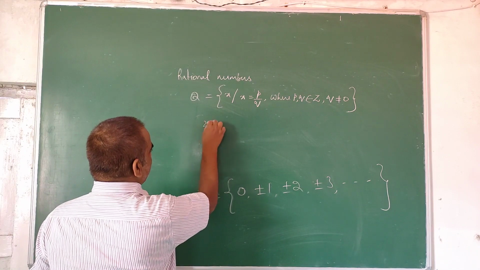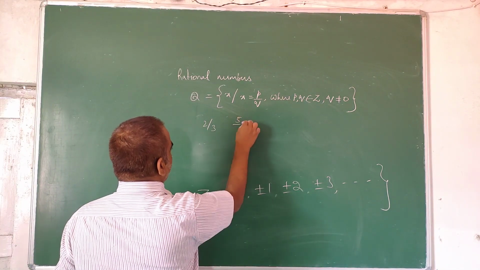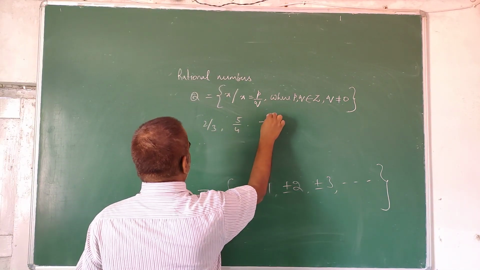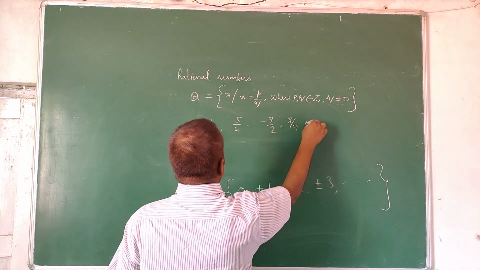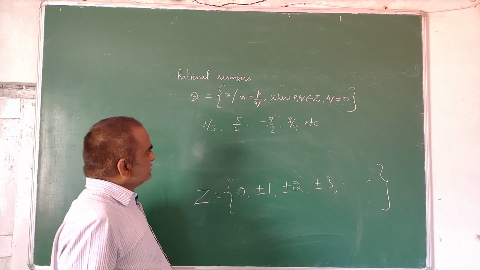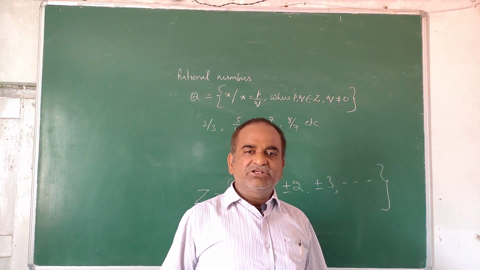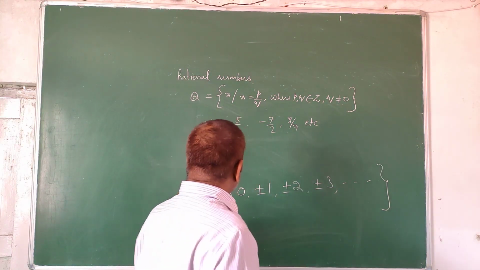If you take some examples: 2 by 3, 5 by 4, minus 7 by 2, 8 by 7, etc. These all are rational numbers.